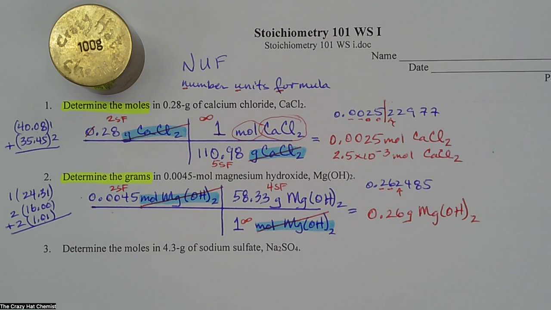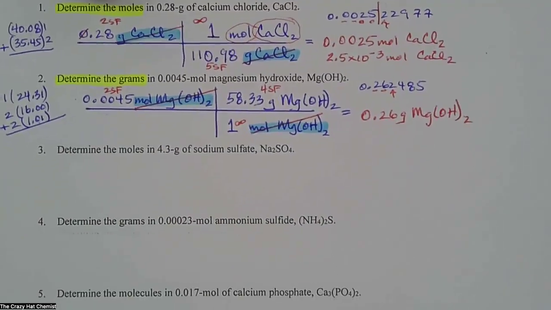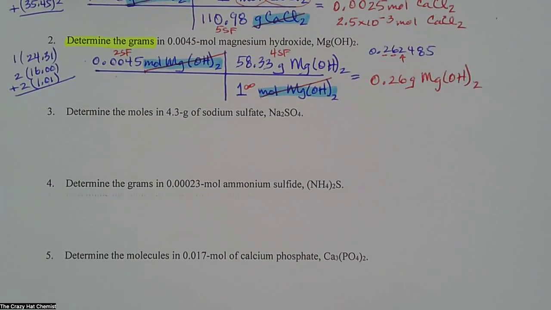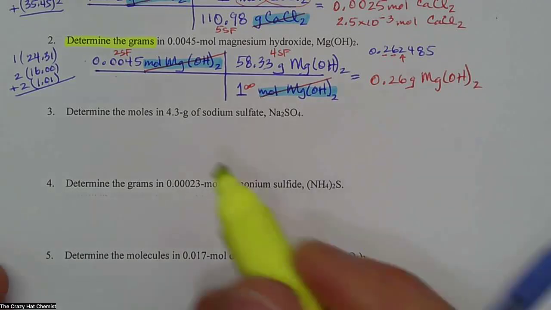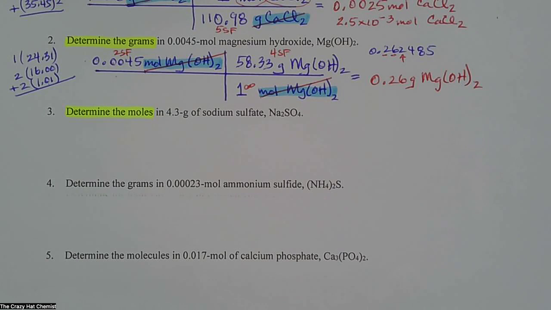All right. Let's see if we can hammer through problem number 3. So I'm going to slide this up here so that we have more problems exposed. We have a total of 8 problems here on this worksheet. I think we can actually handle this. This next one here is determine the moles in 4.3 grams of sodium sulfate.